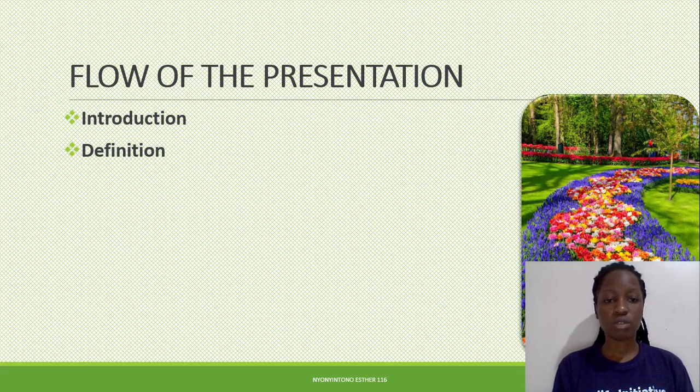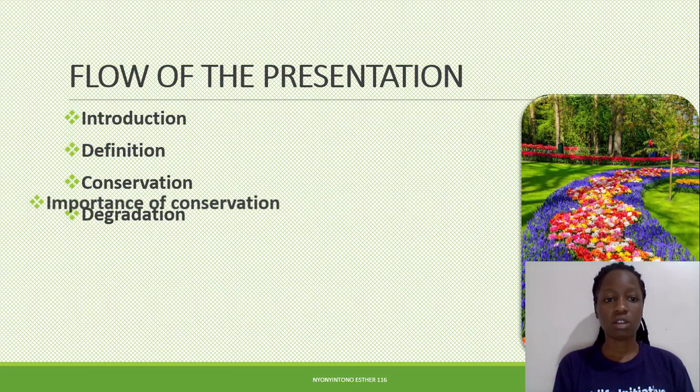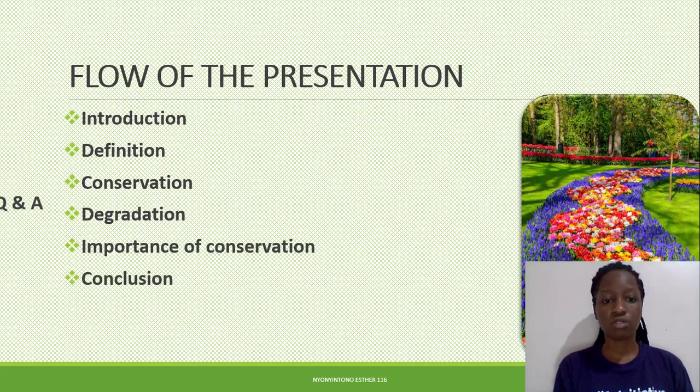To begin with was my introduction. You saw my names, my number, and how I look like. We shall have the definition of environment. We shall talk about conservation of the environment, its degradation, importance of conservation. We shall conclude and then go to Q&A, which is the question and answer session.